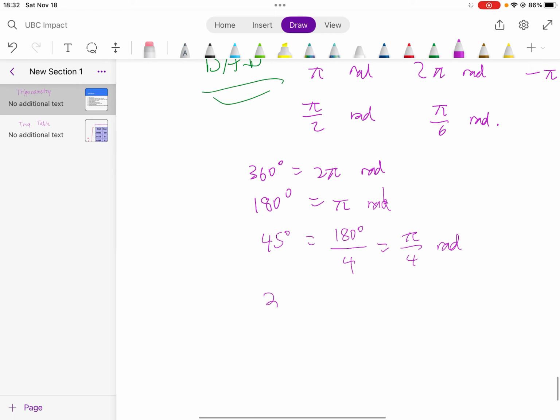And then what is 30 degrees? Well, 30 degrees is 180 divided by 6. That would be pi divided by 6 radians. So see all these nice degrees we can convert to radians this way.